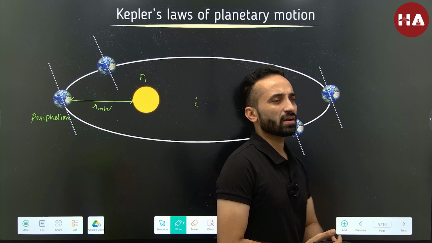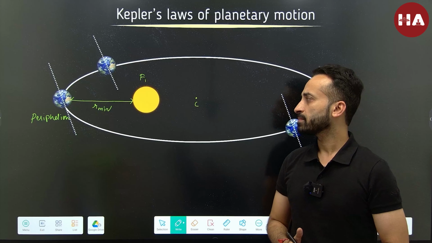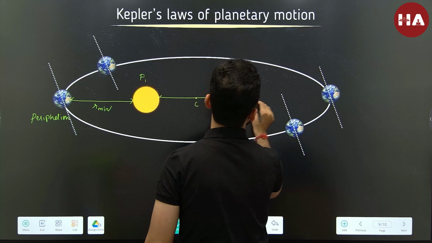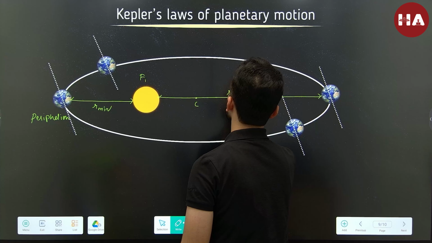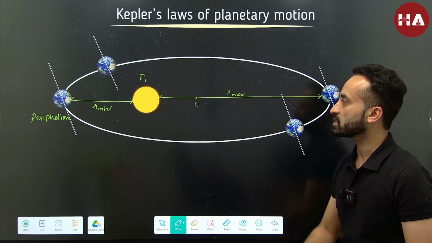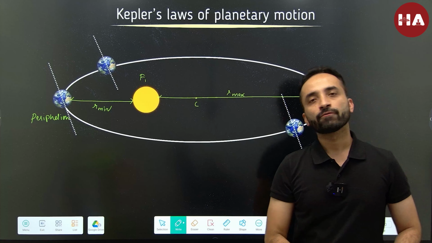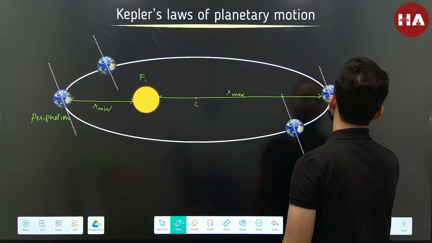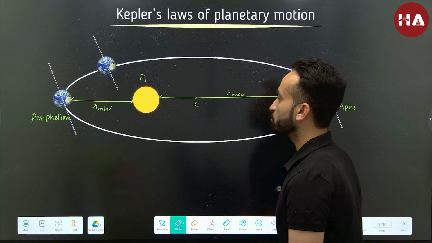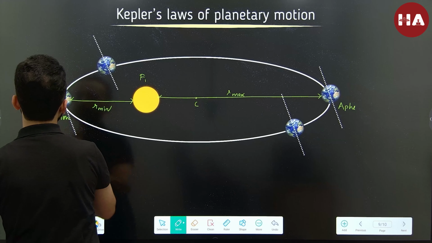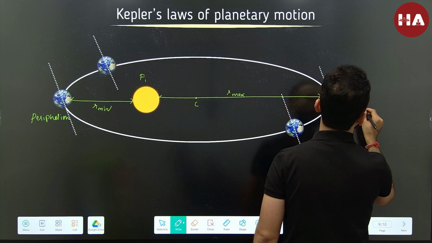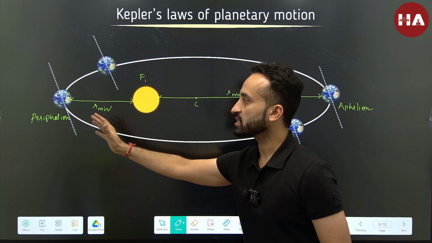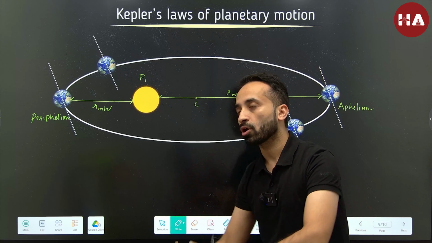That is approximately 147 million kilometers, and this is the farthest distance, a little bit more, maybe 152, somewhat like this. Okay, so this is the closest and this is the farthest we can go from the sun. So this position is called perihelion, this position is called aphelion. So these are the two positions where Earth is closest and farthest. Right now I am talking in context of the Earth.